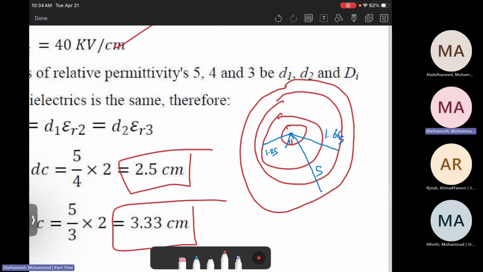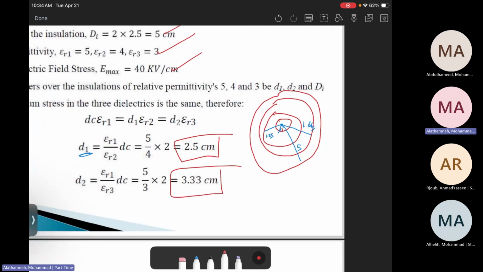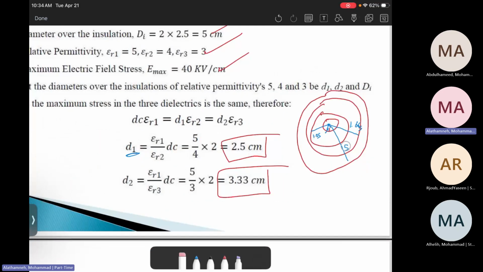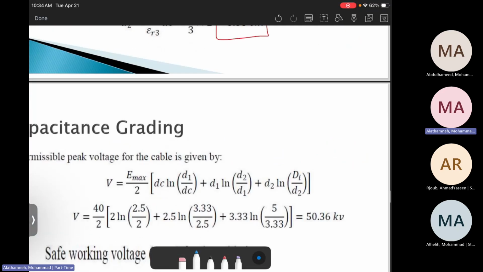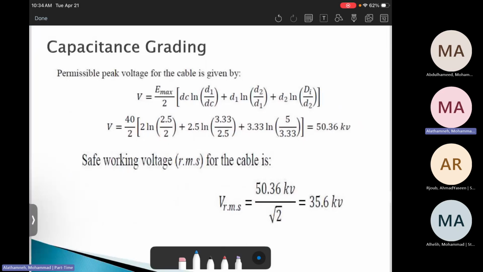Again, the conductor radius is 1 centimeter, the first layer radius 1.25 centimeters, the second layer 1.665, and the last one 2.5 centimeters. Now, to calculate the voltage using this formula, just substitute the values, then we realize the voltage is 50.36 kilovolts, but keep in mind, this is the peak value, not the RMS.